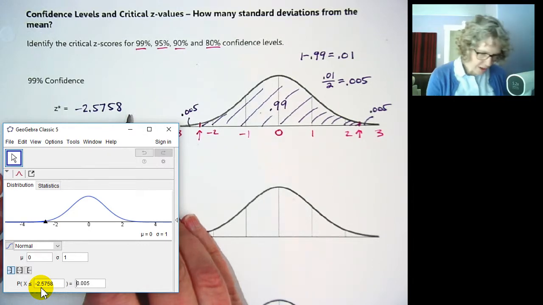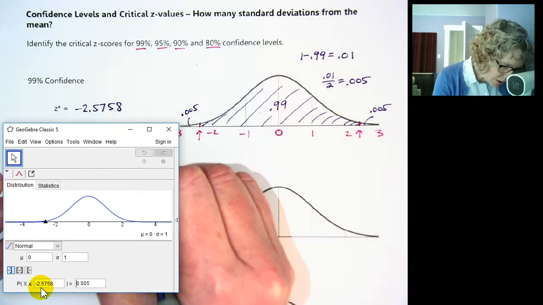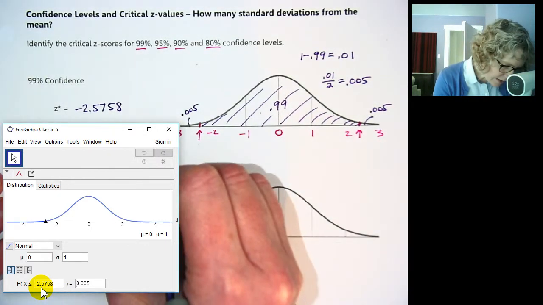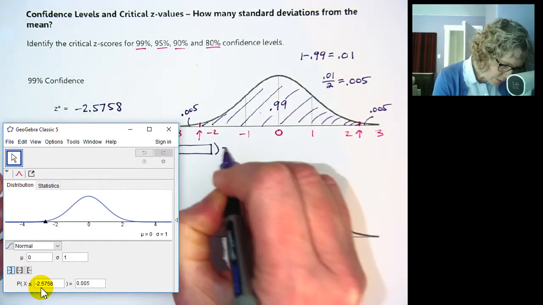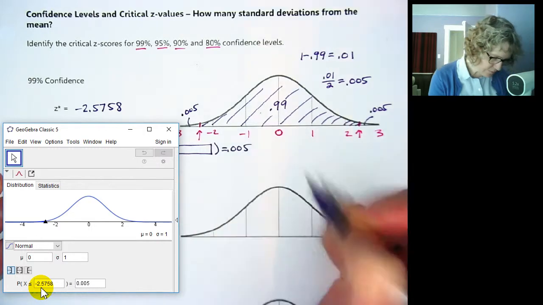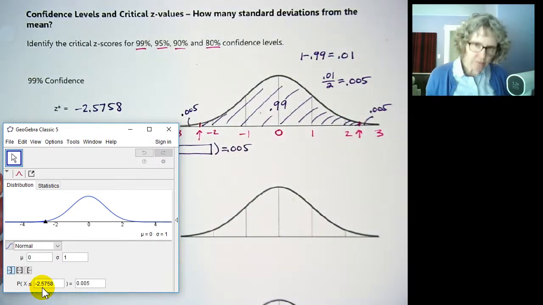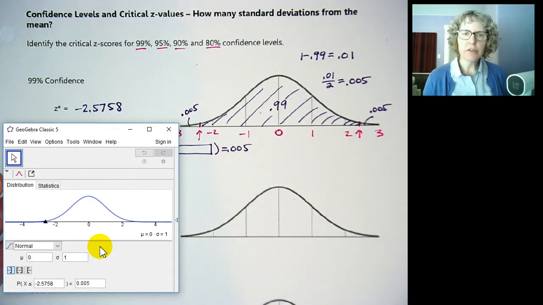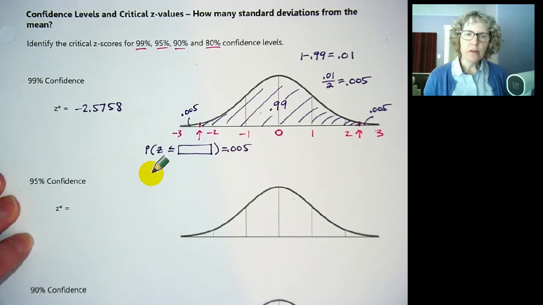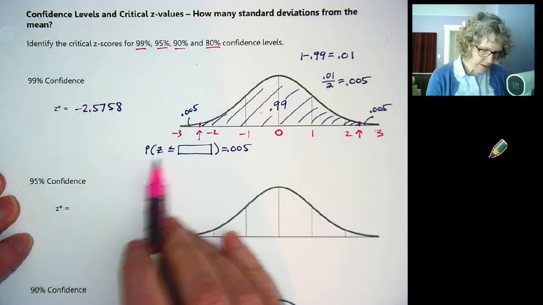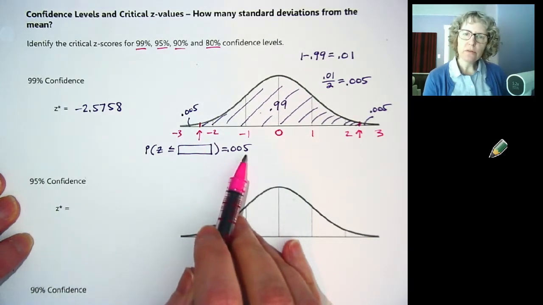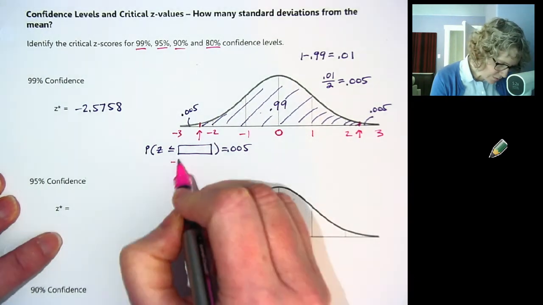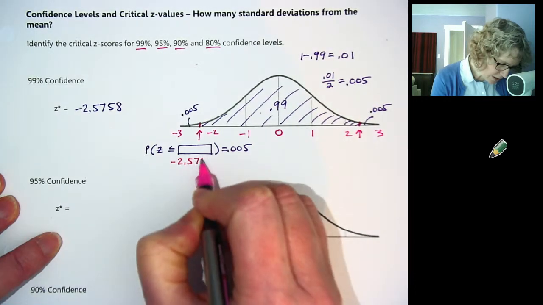Okay, so how we found this was probability that Z is less than or equal to what equals 0.005. Oops, sorry, you can't see that. Let me close up GeoGebra for a second. Probability that Z is less than or equal to what value equals 0.005. And that was -2.5758.